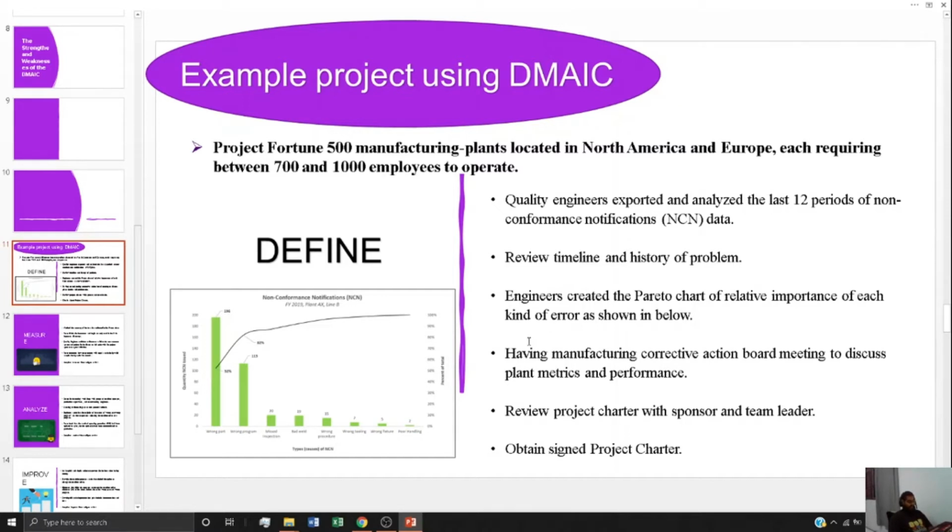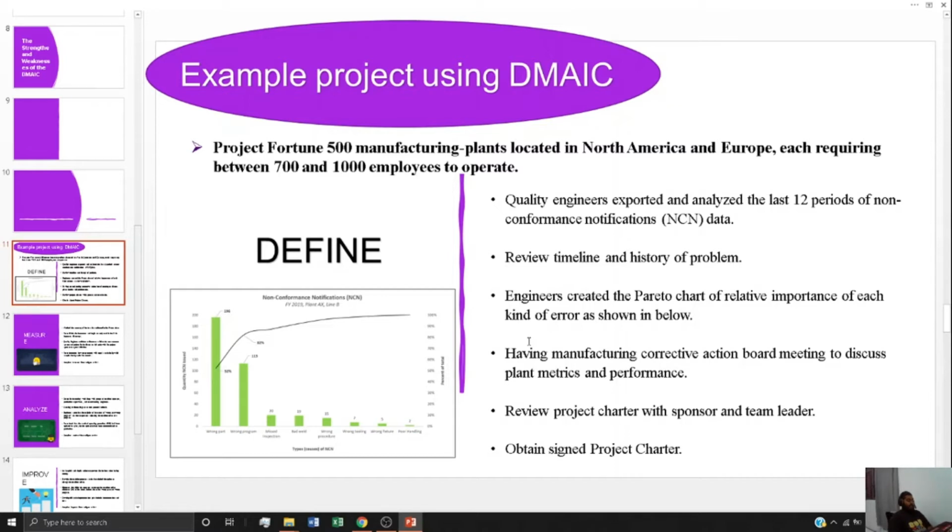In this define phase, quality engineers exported and analyzed the last 12 periods of non-conformance notification data, which is NCN. An NCN is issued when a quality defect occurs. Part of that analysis was to rank the types of NCN causes. To accomplish this, the engineers created a Pareto chart of the relative importance of each kind of error.